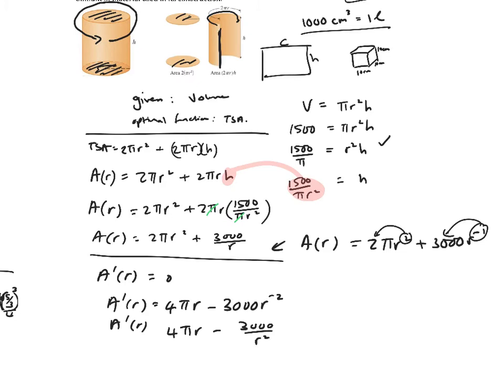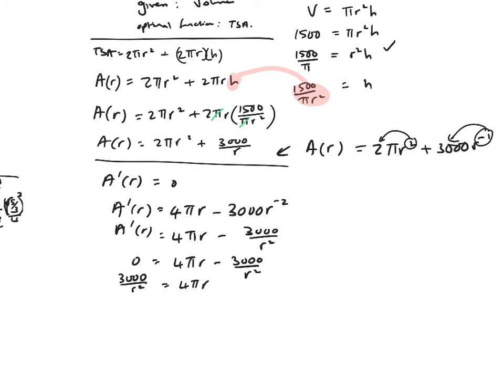So the derivative of function A(r) is going to equal 4 pi r minus 3000 over r squared. And that is where it's going to equal 0, right? The derivative of A(r) is going to equal 0, so 3000 over r squared is equal to 4 pi r. So what we can do is multiply r squared on both sides. So 3000 is equal to 4 pi r cubed.